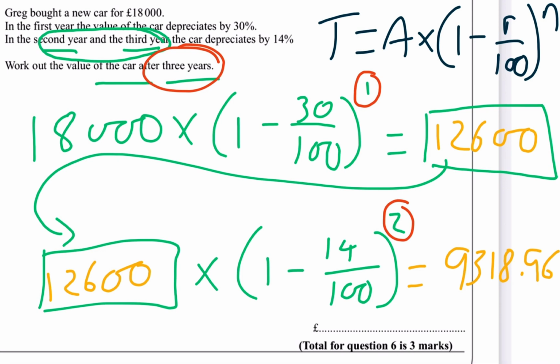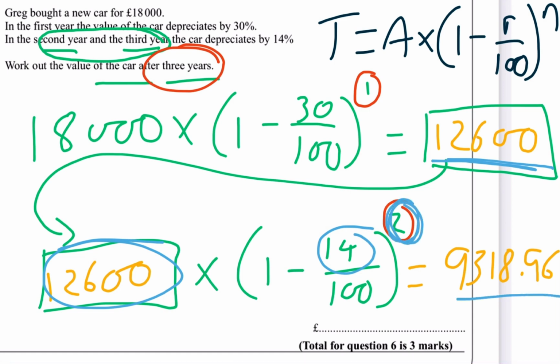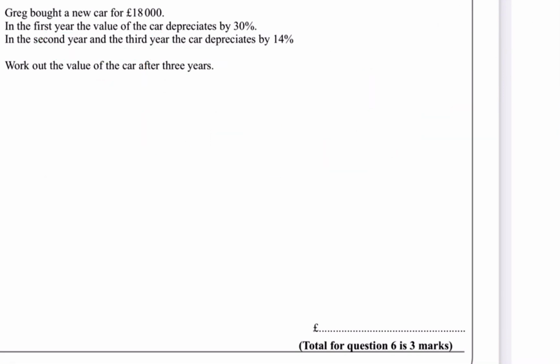The answer before should have been 12,600. You put it in now for years 2 and 3, so at 14% for the next 2 years, and this is what you should have got for your final answer: £9,318.96. What I would like you to do though is find out what the super multiplier is. So pause the video now, have a go, and see whether your super multiplier matches with mine, and then we'll multiply by 18,000 to see if we get the same answer.